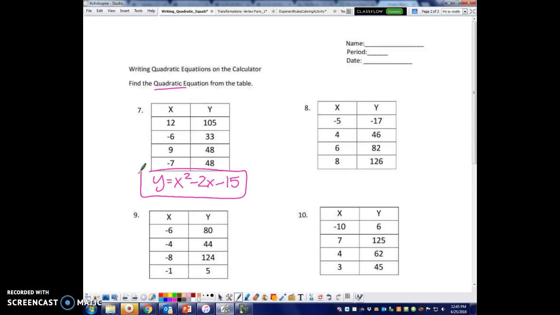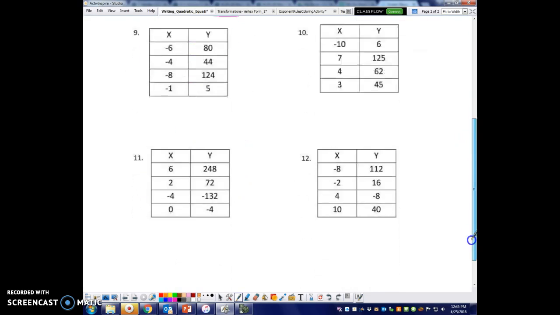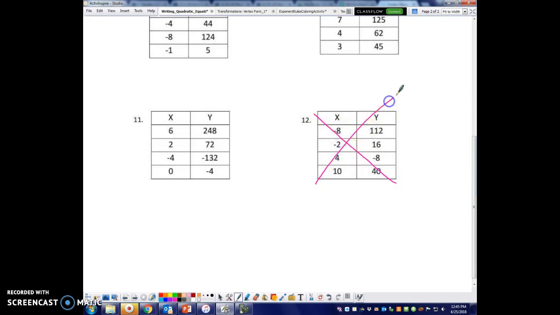All right, so you're going to do the rest of them just like that, except for number 12. Don't do number 12.